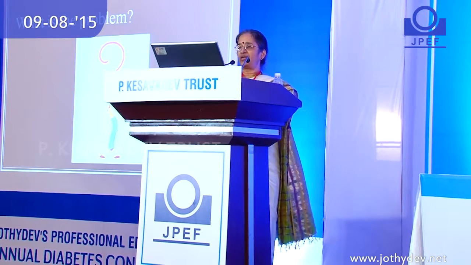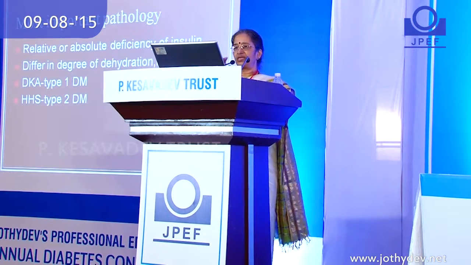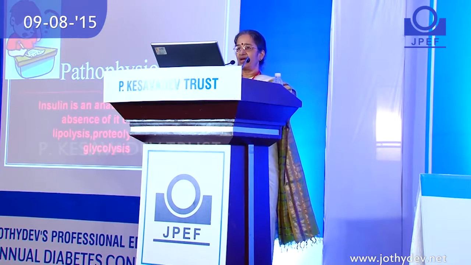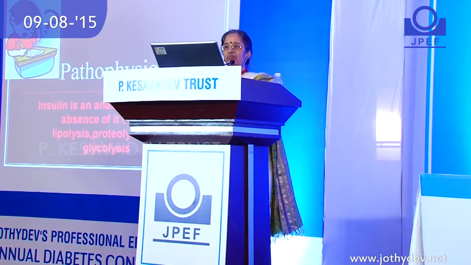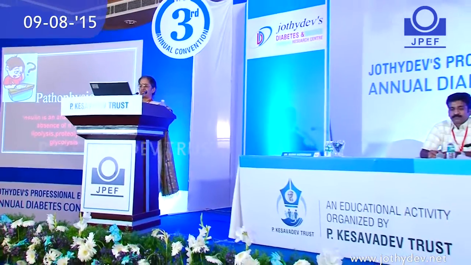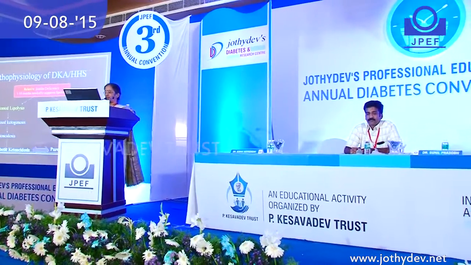So, what is the problem in DKA? It's a very simple thing. There is a deficiency of insulin, absolute in type 1, and relative in type 2. The most important thing to remember is that insulin is an anabolic hormone. If you remove the anabolic hormone, it will cause lipolysis, proteolysis and glycolysis, which is what we have always read.